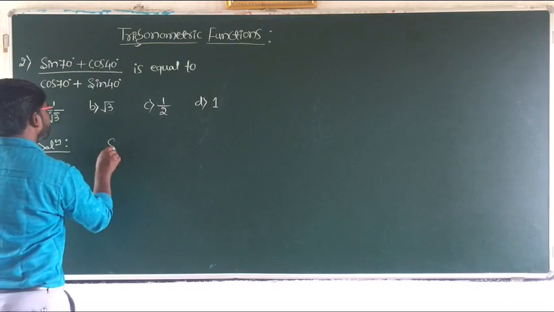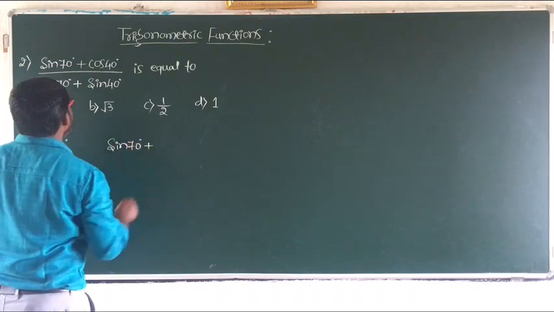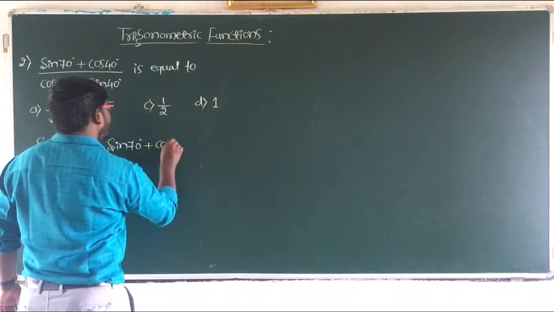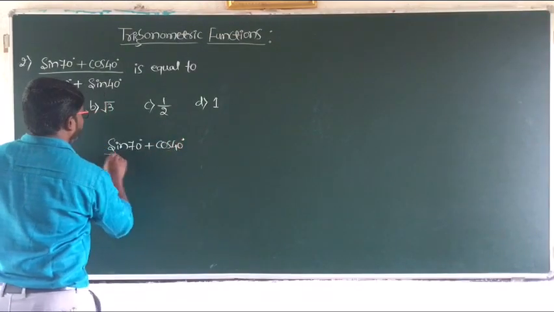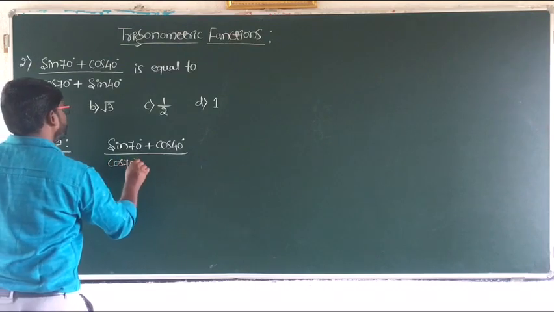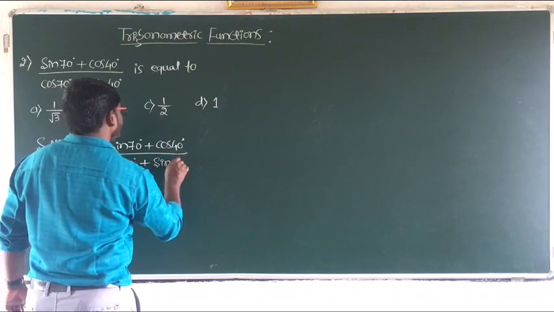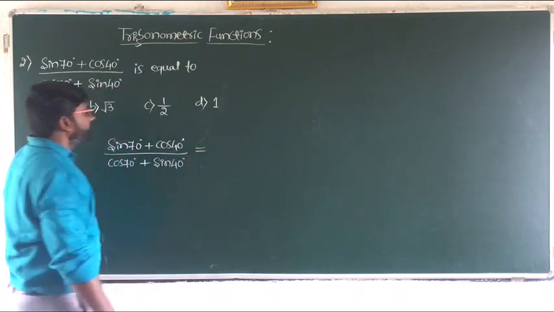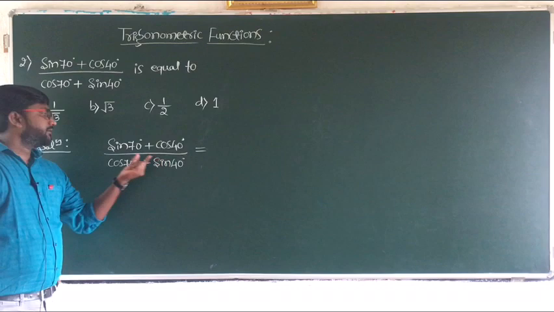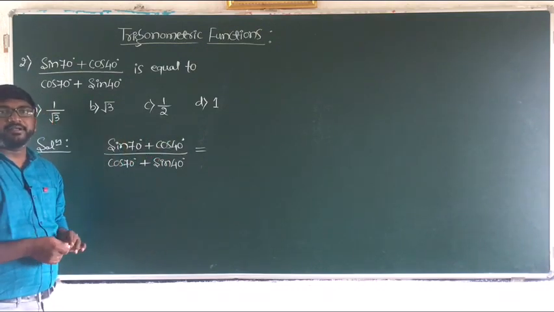write the given function as it is: sine 70 degree plus cos 40 degree divided by cos 70 degree plus sine 40 degree. Here I write the second function as it is and convert the first function in terms of cos by making use of complementary angle.